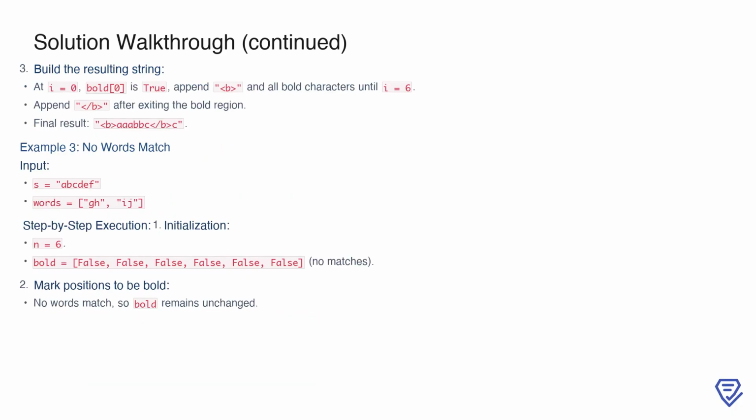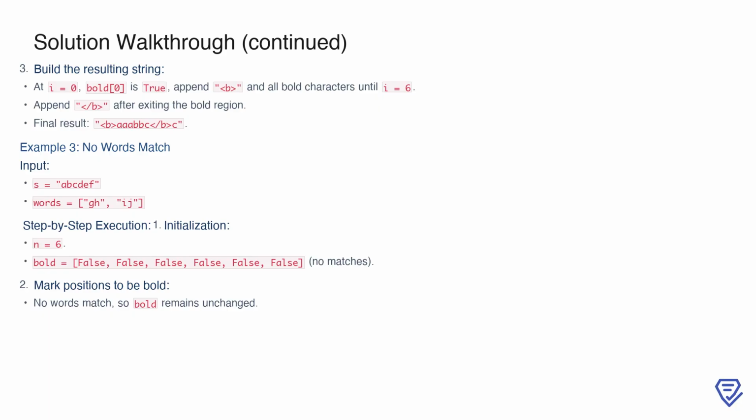Now that the bold array is finalized, we construct the resulting string. Starting at index 0, since bold[0] is true, we append the opening bold tag, b, and then include all the bolded characters from index 0 through 5. After exiting the bold region, we append the closing bold tag, /b. The remaining character, c, is appended directly, as it is outside the bolded region. The final output for this example is b, AAP, /b, greater than c.